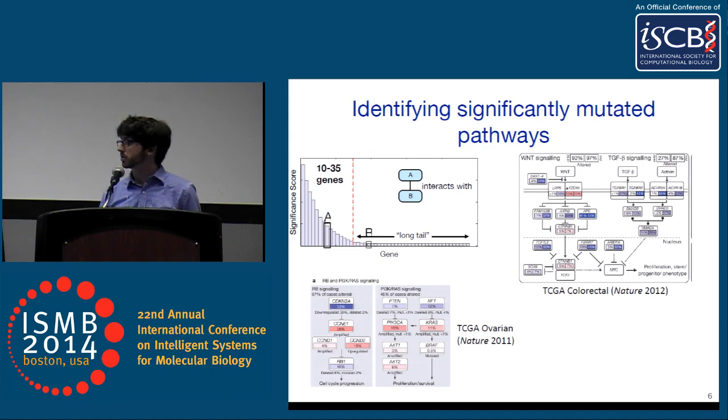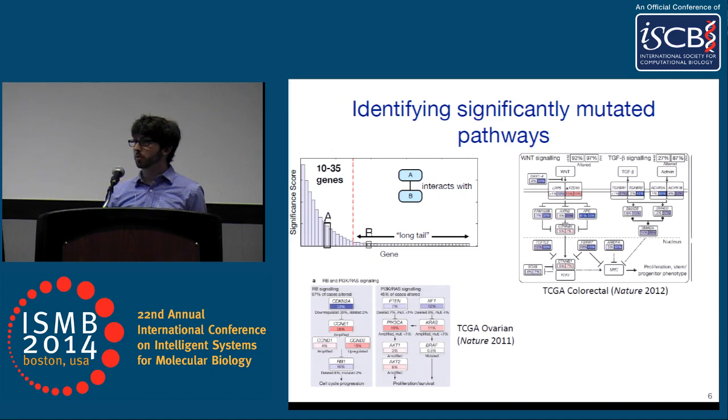And so here I'm showing two examples of figures from TCGA ovarian and TCGA colorectal publications, where researchers have manually put together sets of genes that are in the same biological pathway that harbor many mutations. And as you can see, for these pathways, something like between 50 and up to 70% or even 80% of samples have mutations in these sets of genes. However, these figures were put together manually and have no notion of statistical significance.